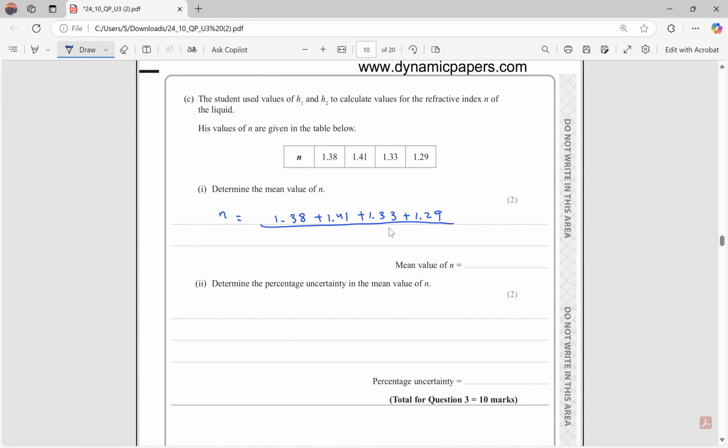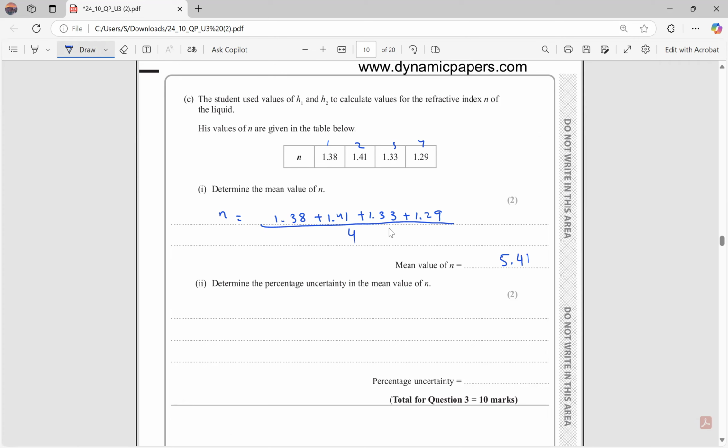Like if, let's say, there was a reading 5.01 in place of this, then that's definitely an anomaly because it's not following the 1 point something trend. So if there is an anomaly, discard that. Otherwise, take all values. So sum of all values divided by the number of values. There are 4 values, so 4. Let's calculate that. 5.41. That is the mean.